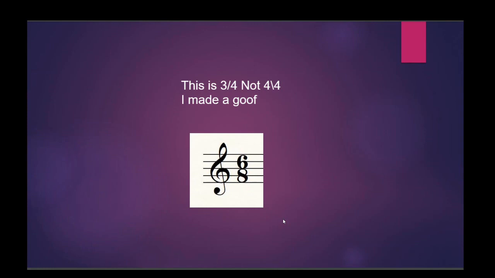Now we're in complex time. So we're no longer dealing with subdivisions of 4. We're dealing with subdivisions of 8. 6/8. So I want you to think real quick and think how you would count that. If any of you thought 1, 2, 3, 4, 5, 6, you're technically right. That's a way of counting it, but it's not the simplest way.